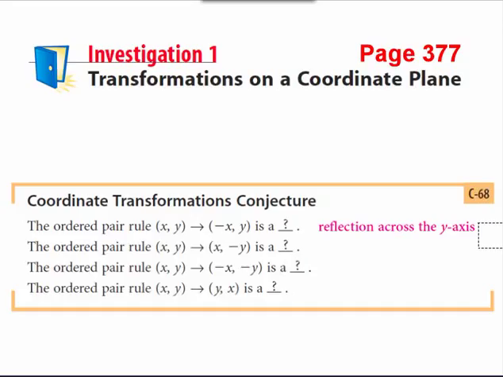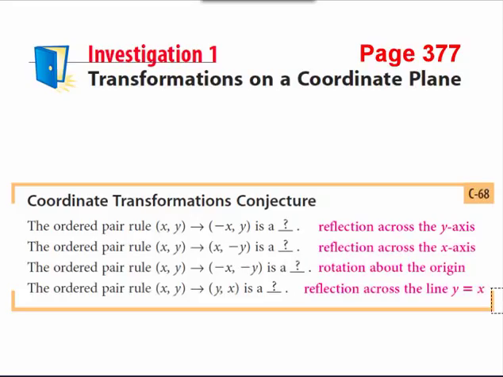So if you change the y's, what do you expect that's going to be? Across the x-axis, right. It's going to be across the opposite axis. What happens if it's both? It's a rotation about the origin, because you're actually going to rotate it around. It could probably be, if you wanted to, 2 reflections, okay? But a rotation about the origin. And then the last one, if you switch the x and y, that's just a reflection across the line y equals x. So I'll let you get those down, then we'll talk about our next investigation.